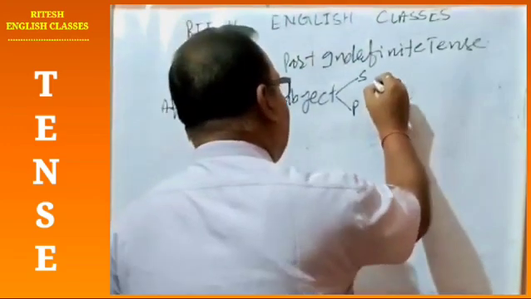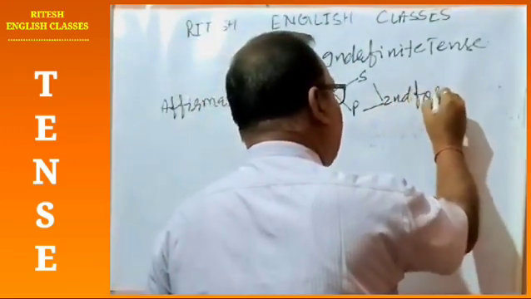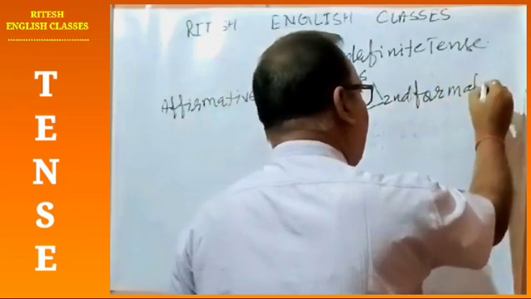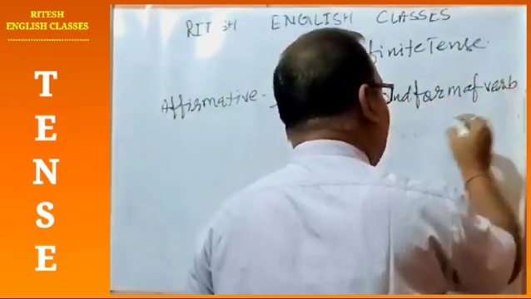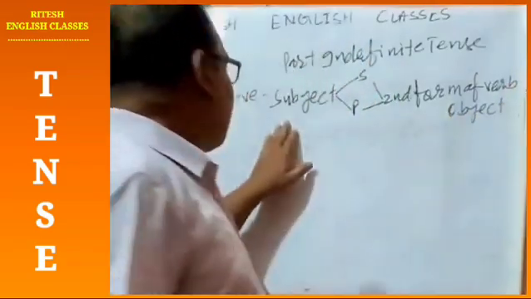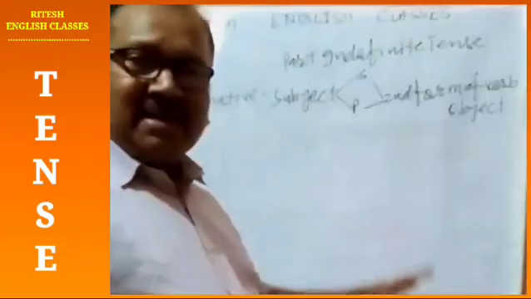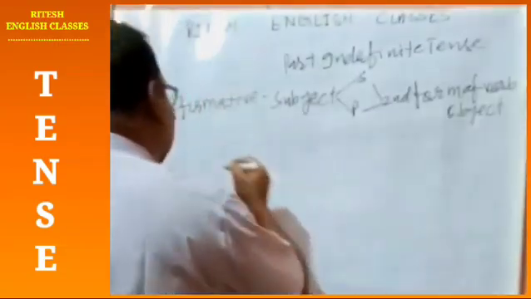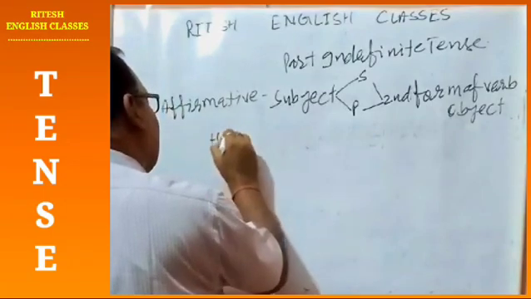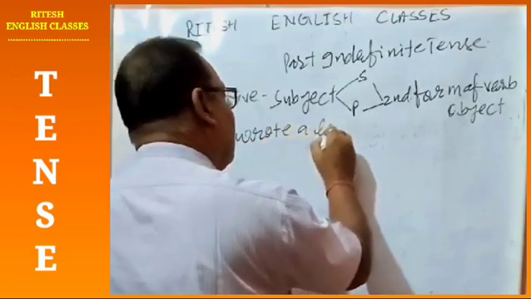So here will be the second form of verb, and after that object. This is the structure of an affirmative sentence. Okay, so I will write an example here. Suppose, he wrote a letter. He wrote a letter.